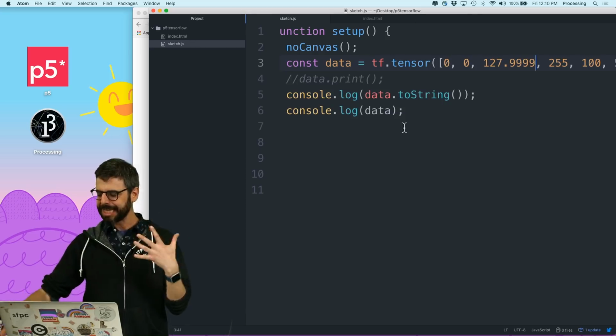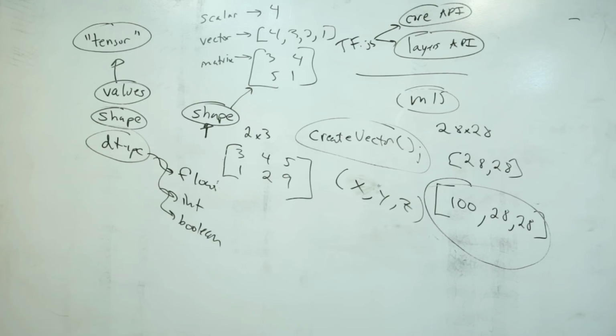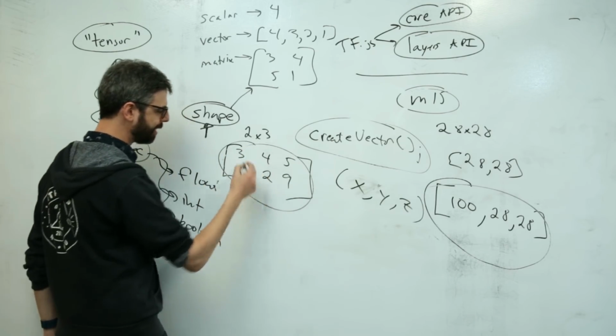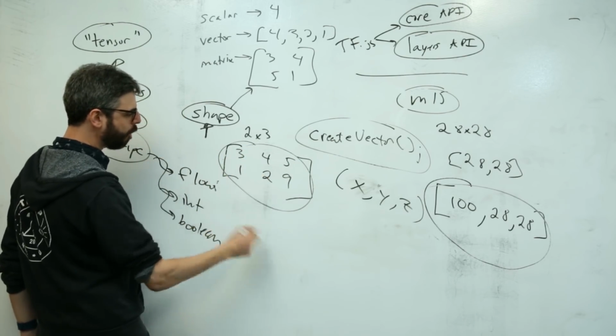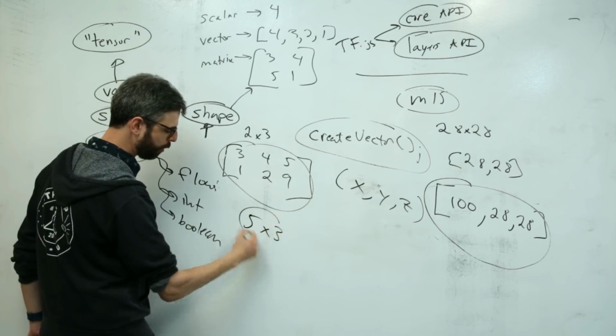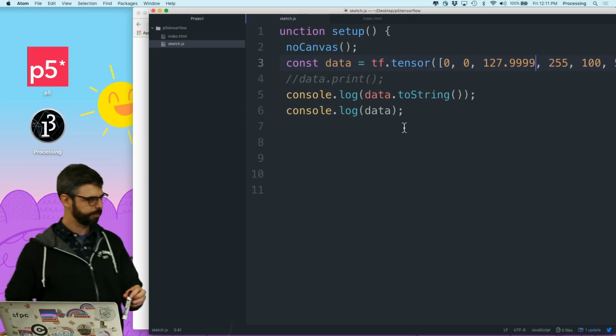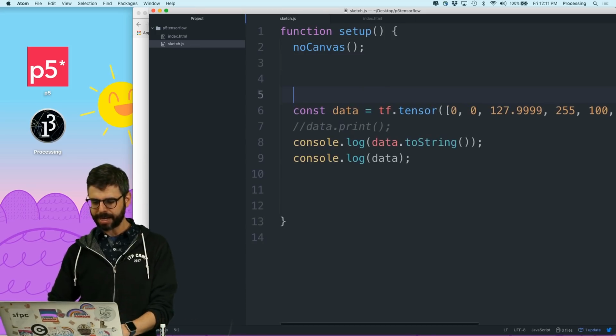Number 1 is let's do something a little more interesting. Let's make a tensor that is 5 rows by 3 columns. 5 by 3. So I need 15 numbers. So let's make an array.